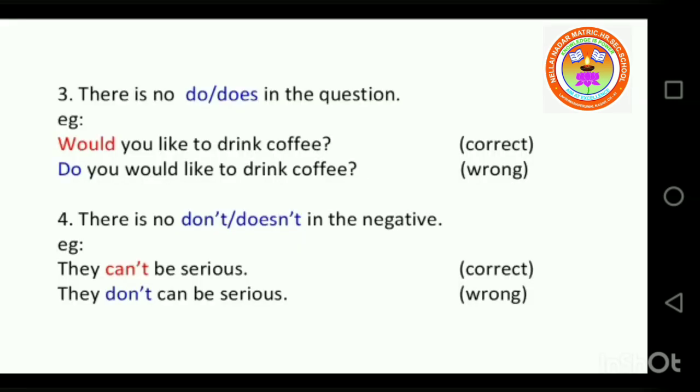Next, there is no do or does in the question. For example, would you like to drink coffee? This is grammatically correct. But we cannot have this sentence like, do you would like to drink coffee? So we cannot have do or does in the question.